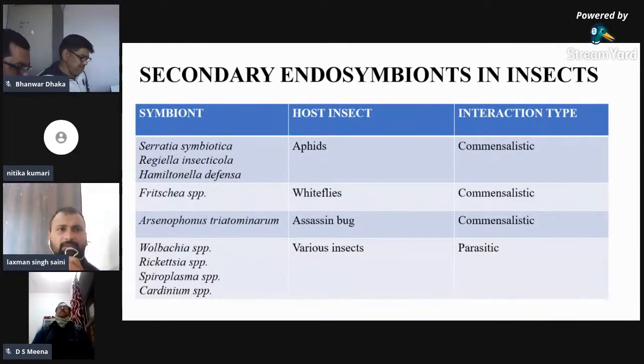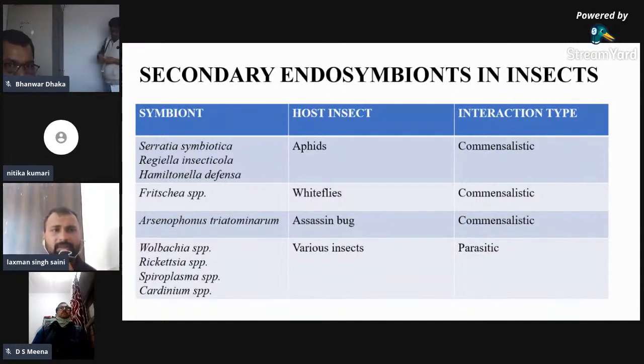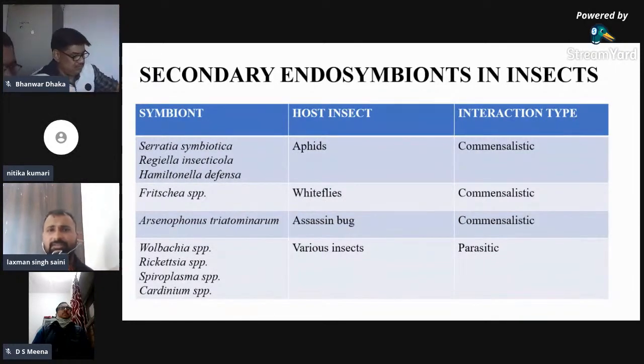Next, some examples of secondary endosymbionts in insects: Serratia symbiotica, Regiella insecticola, Hamiltonella defensa, host insect aphid. Hamiltonella species, host insect whitefly. Arsenophonus triatominarum, host insect assassin bug. These types of symbionts show a commensalistic type of interaction. Wolbachia species, Rickettsia species, Spiroplasma, and Cardinium species, host insect various insects, show a parasitic type of interaction.